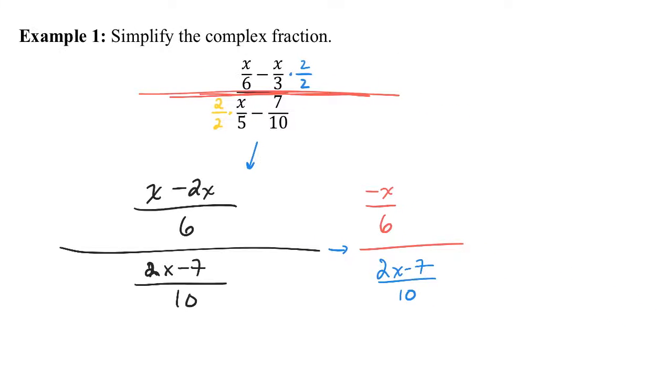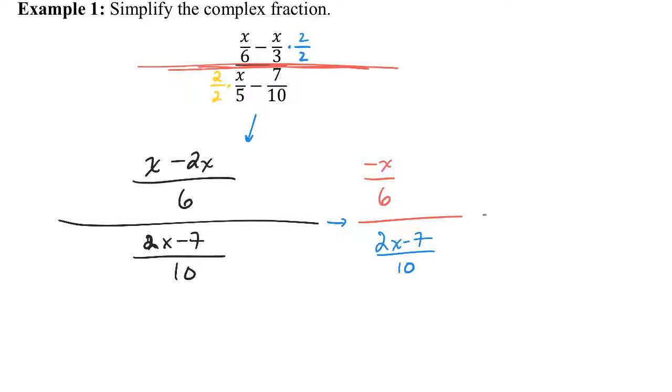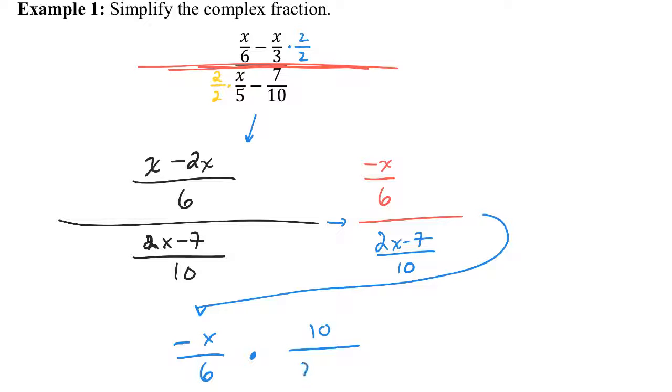So let's take the reciprocal of the denominator and multiply by it instead. So this next line, I'll carry down at the bottom here. We'll say the following. Negative x over 6 times 10 over 2x minus 7. Again, I'm dividing two fractions, so I take the first fraction, and instead of dividing by the second fraction, I multiply by the reciprocal of the second fraction, which is in this case the denominator.